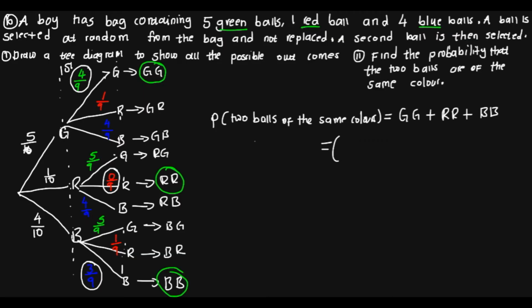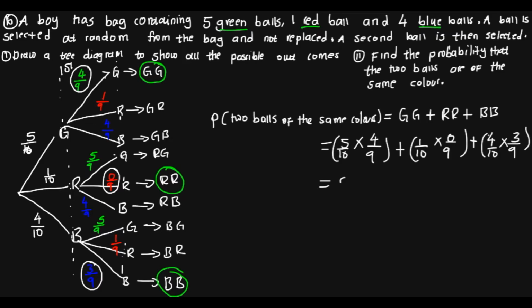For G, the first G is 5 over 10 times the second, which is 4 over 9, plus R, it's 1 over 10 times 0 over 9, plus 4 over 10 multiplied by 3 over 9.